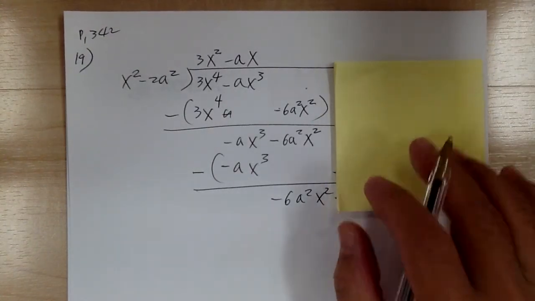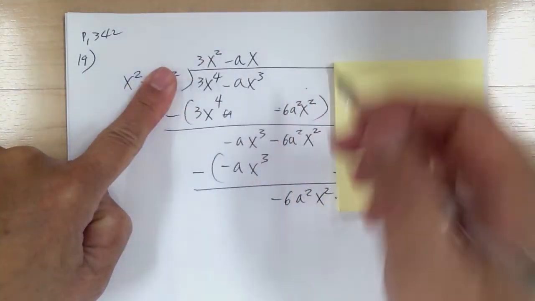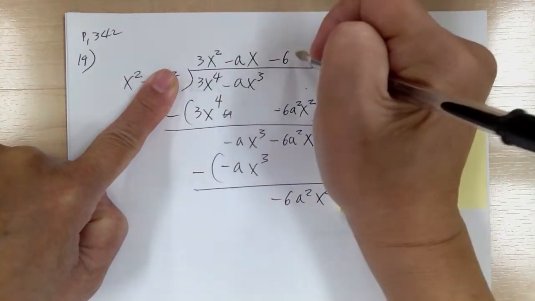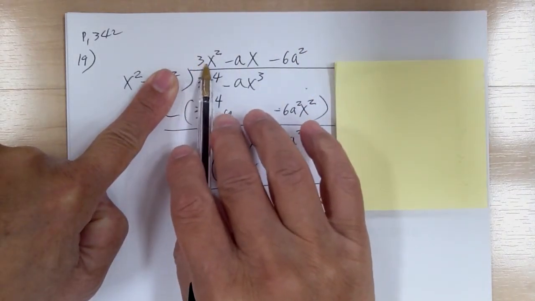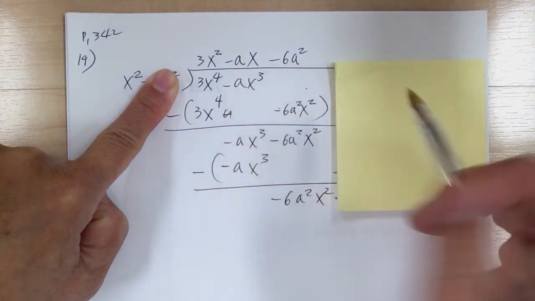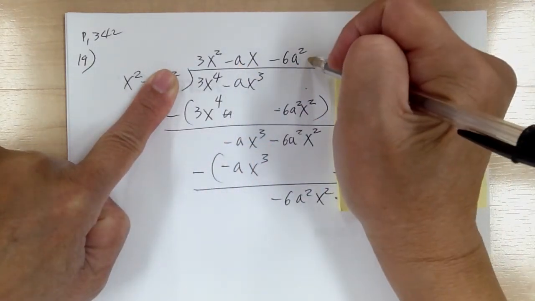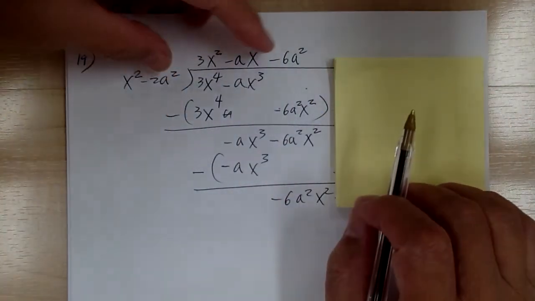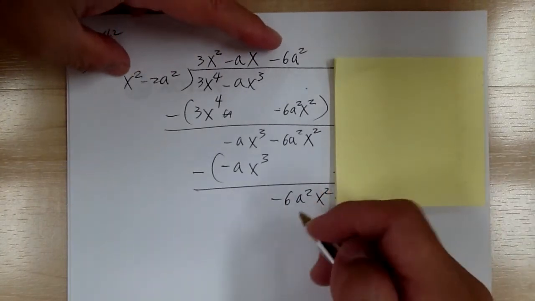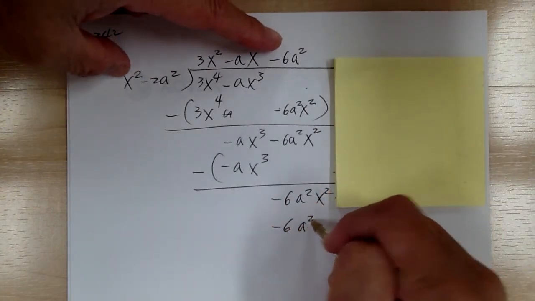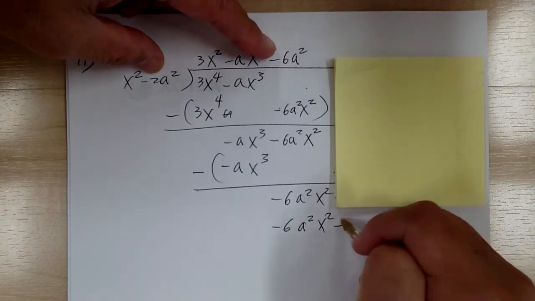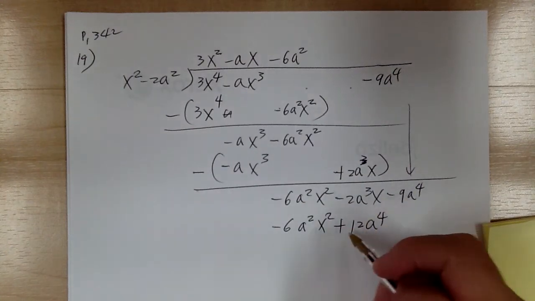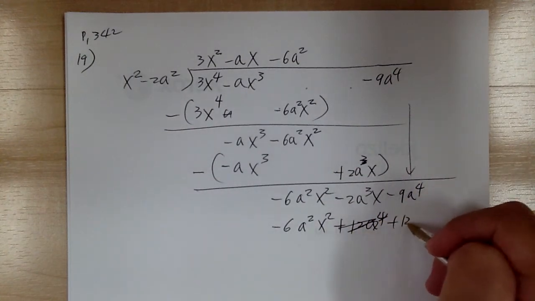Okay, so you can look at the first term. So from here to here, look at the numbers. I need to have a minus 6, and I need to have an a squared. Again, notice the a: you've got a to the 0, a to the 1, a to the 2, right? And that's it. So double check. Okay, so this is fine. Now I can go and multiply this out. So I get negative 6 a squared x squared, and this will give me plus 12 a to the 4. I'll put this on plus 12a to the 4.